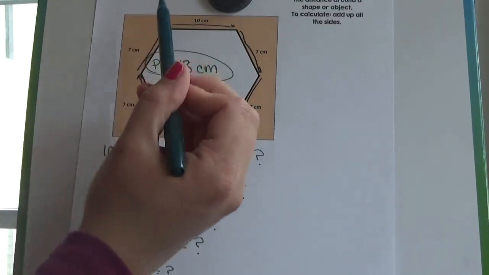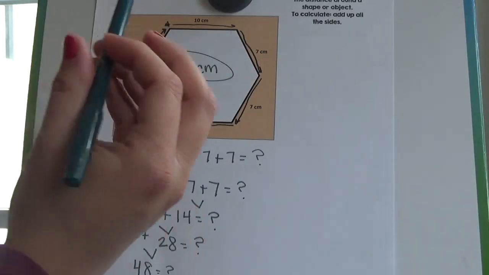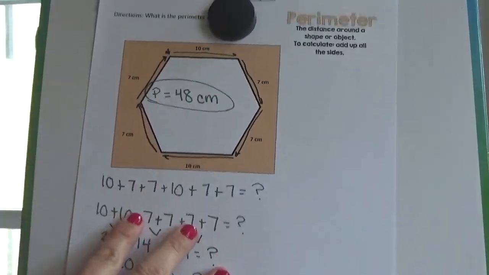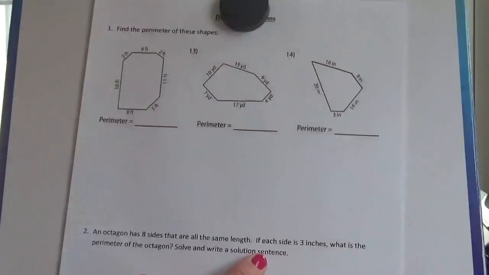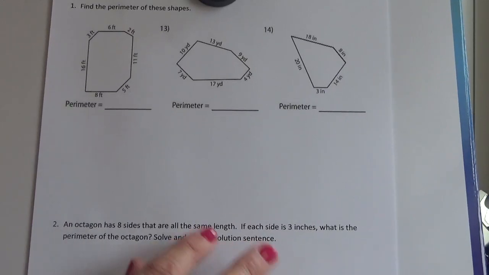We figured this out because we added all 6 sides of the hexagon together, because the perimeter is the distance around a shape. We're going to practice this now with some more shapes that are not quadrilaterals. That means shapes that have more or less, actually, than 4 sides. So let's take a look at the first one. We have to find the perimeter of all of these shapes.